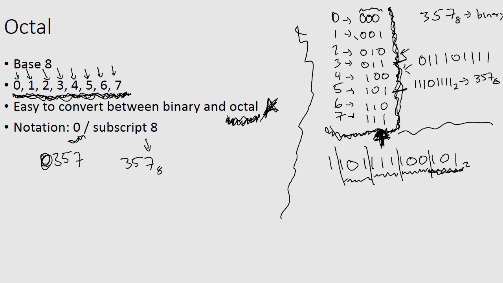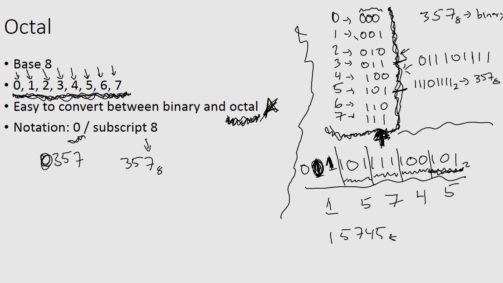So 1, 0, 1, we look at our chart and we see that it is 5. Then we have 1, 0, 0, which is 4. 1, 1, 1 is 7. 1, 0, 1 is 5 again, and over here is a lone 1. If we have a lone number, or if we have 2 numbers here, we just add zeros to make a group of 3 again. So if this was just 1, we'll have 0, 0, 1, which is 1. So our gigantic mess is equivalent to 1, 5, 7, 4, 5 in octal.